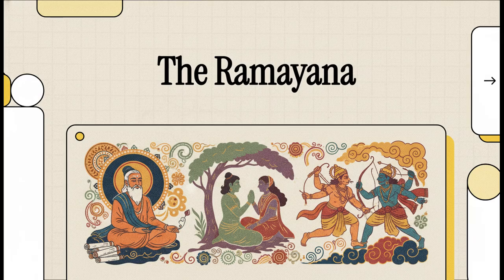What if the perfect hero had to make an absolutely impossible choice? Today, we're diving into one of the cornerstones of world literature, the Ramayana. This epic poem was composed by the sage Valmiki thousands of years ago, and trust me, this isn't just some ancient story. It's a huge, sweeping tale of duty, love, exile, and cosmic war that people still talk about today.